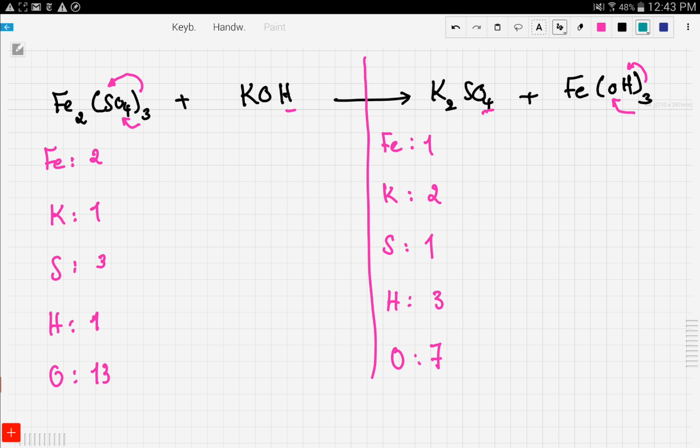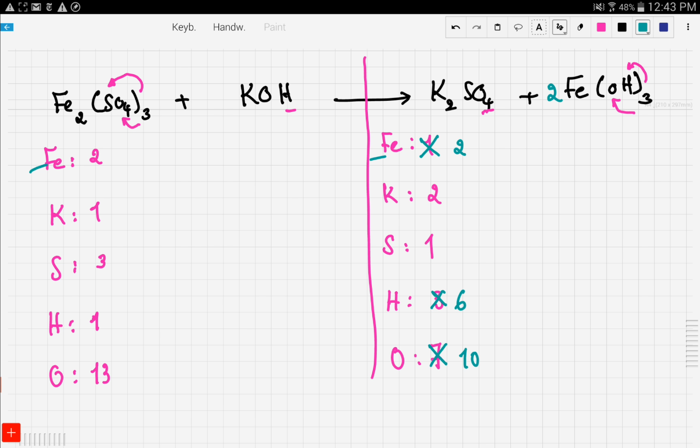So we balance iron first. Here we have a 2, here we have a 1, so we multiply this by 2. So this whole thing changes. Iron becomes 2. Now oxygen, here there is 6 oxygens plus 4. Now oxygen becomes a 10, and hydrogen becomes 6. Now the irons are balanced.